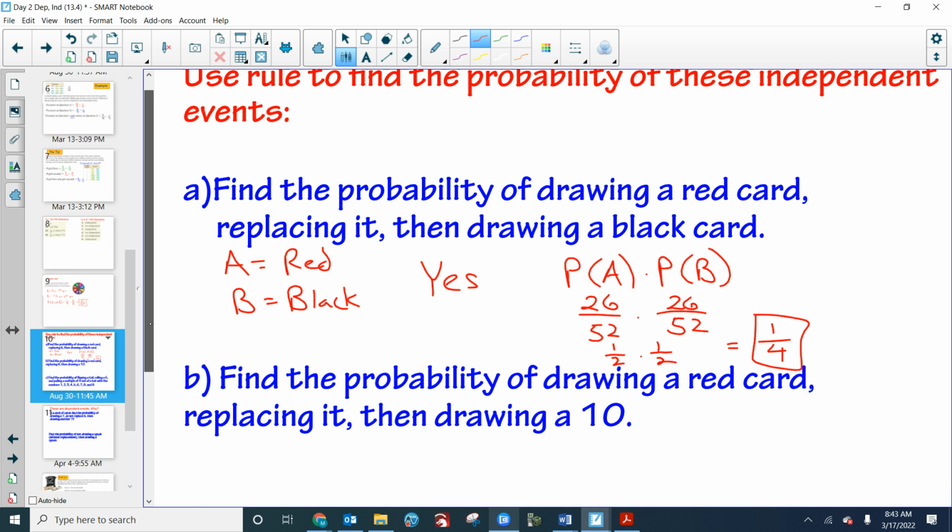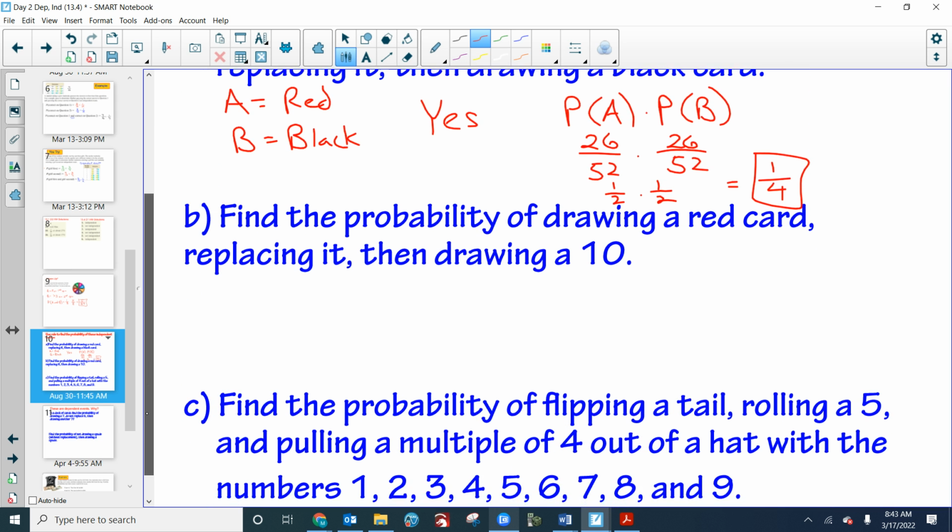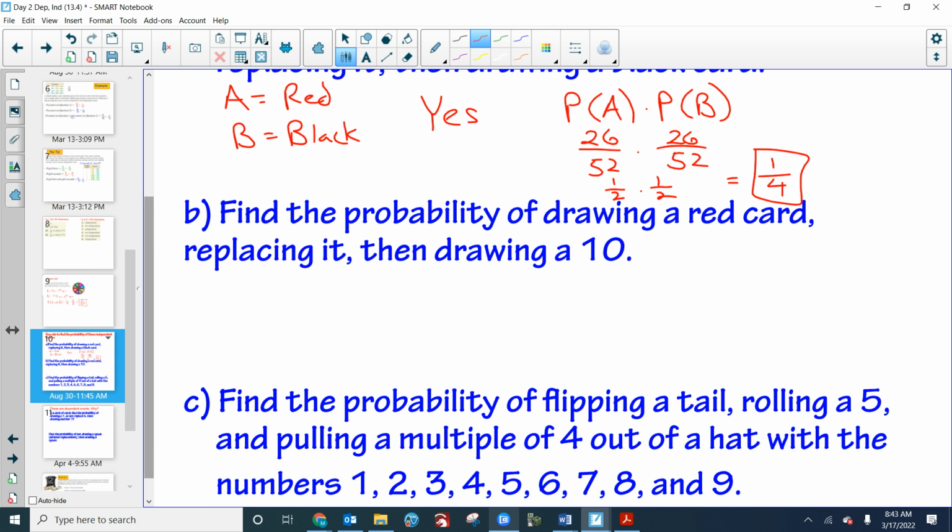Find the probability of drawing a red card, replacing it, and then drawing a 10. First of all, are these independent events? Yes, because we're replacing it. Jared, how did you word that again? It doesn't affect the other. So what if we drew out a red card and didn't replace it? There'd be more than the other. So doesn't that affect the probability of drawing a 10?